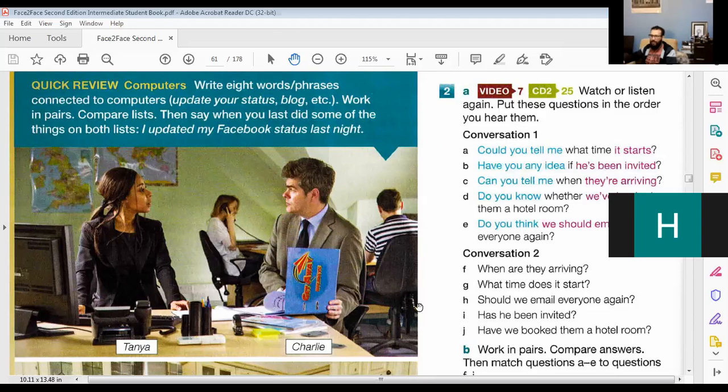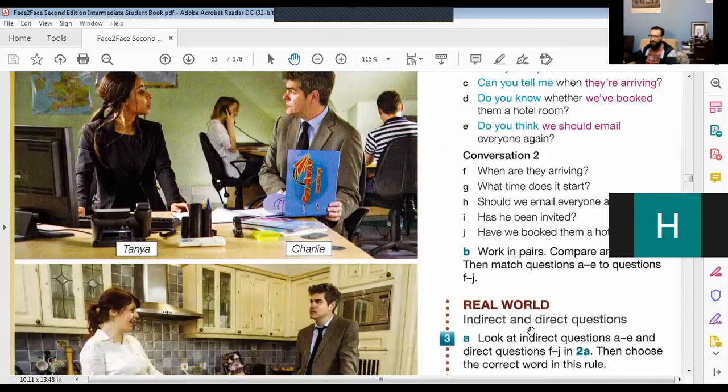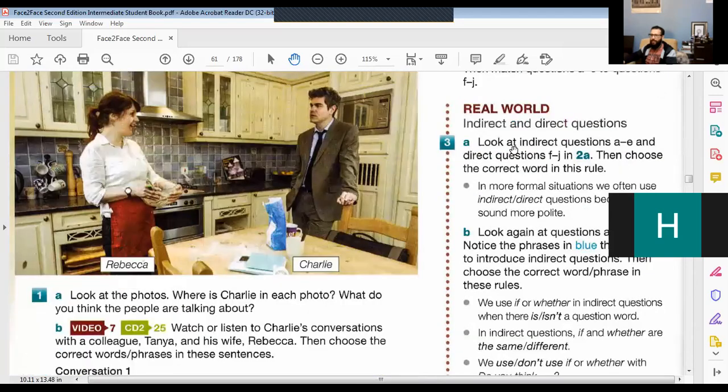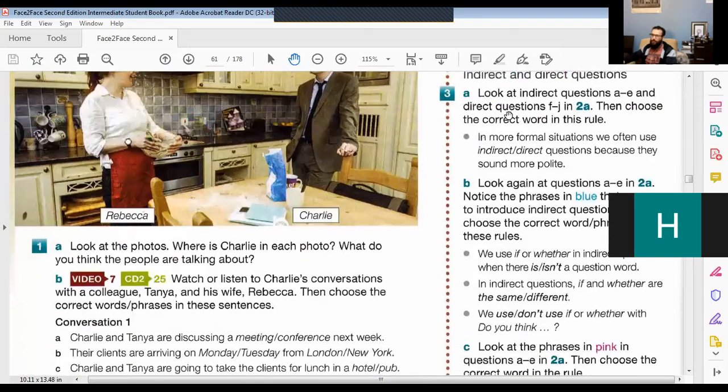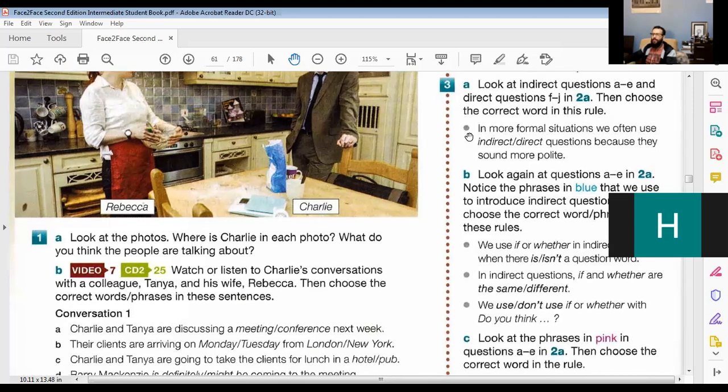And in exercise 3, they want to talk a little more about this. Indirect and direct questions. So after we saw the difference between both of them, they want us to take a look at this rule and choose the right answer. It says, in more formal situations, we often use indirect or direct questions because they sound more polite. Which one do we use? Do we use the indirect? Right. That's correct. The indirect questions are more polite.